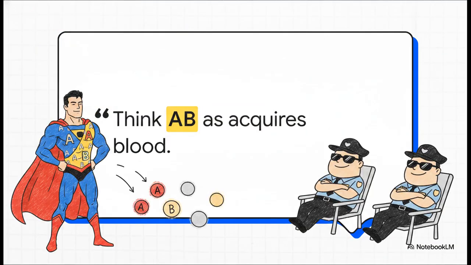Then, on the exact opposite end of the spectrum, we have type AB positive, the universal recipient. Think of AB as acquires blood. This person has the A jersey, the B jersey, and the cape. Because their body is already totally used to wearing absolutely everything, their security guards are incredibly relaxed. They don't attack anything at all. An AB-positive patient can accept a life-saving donation from literally any other blood type on the planet.